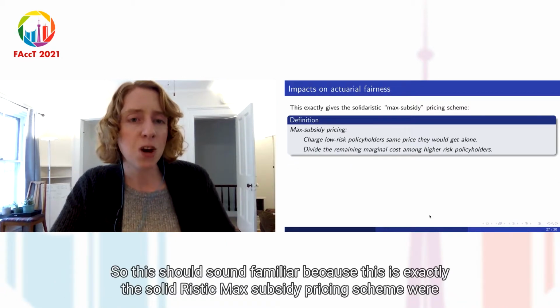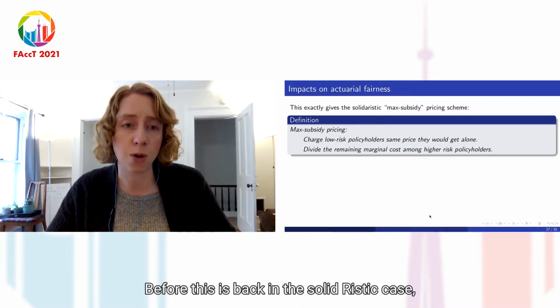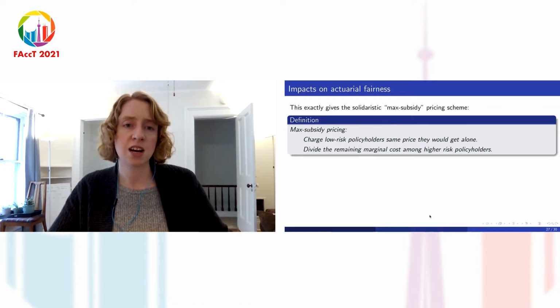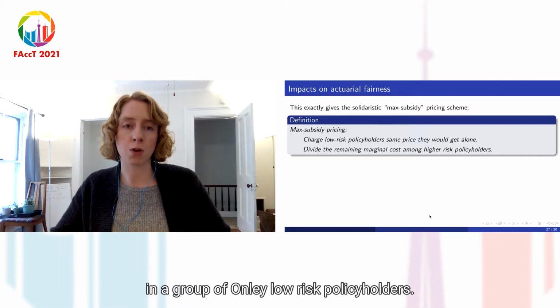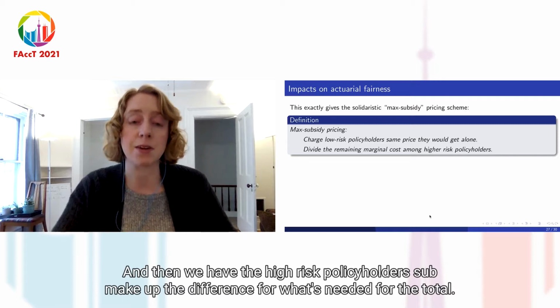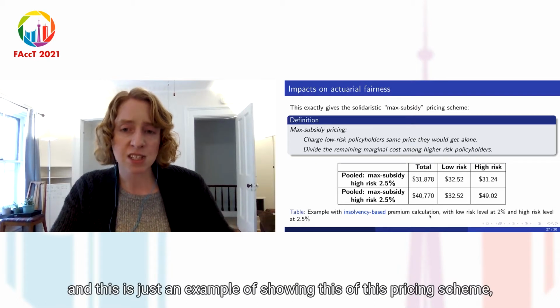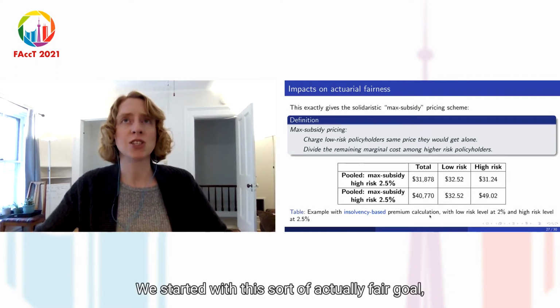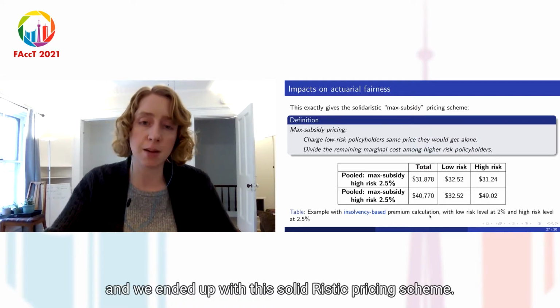So this should sound familiar because this is exactly the solidaristic max subsidy pricing scheme we were discussing before, back in the solidaristic case. We're charging the low-risk policyholders the same price that they would get if they were by themselves in a group of only low-risk policyholders. And then we have the high-risk policyholders make up the difference for what's needed for the total. And this is just an example showing this pricing scheme. So this is sort of interesting. We started with this actuarially fair goal, and we ended up with this solidaristic pricing scheme.